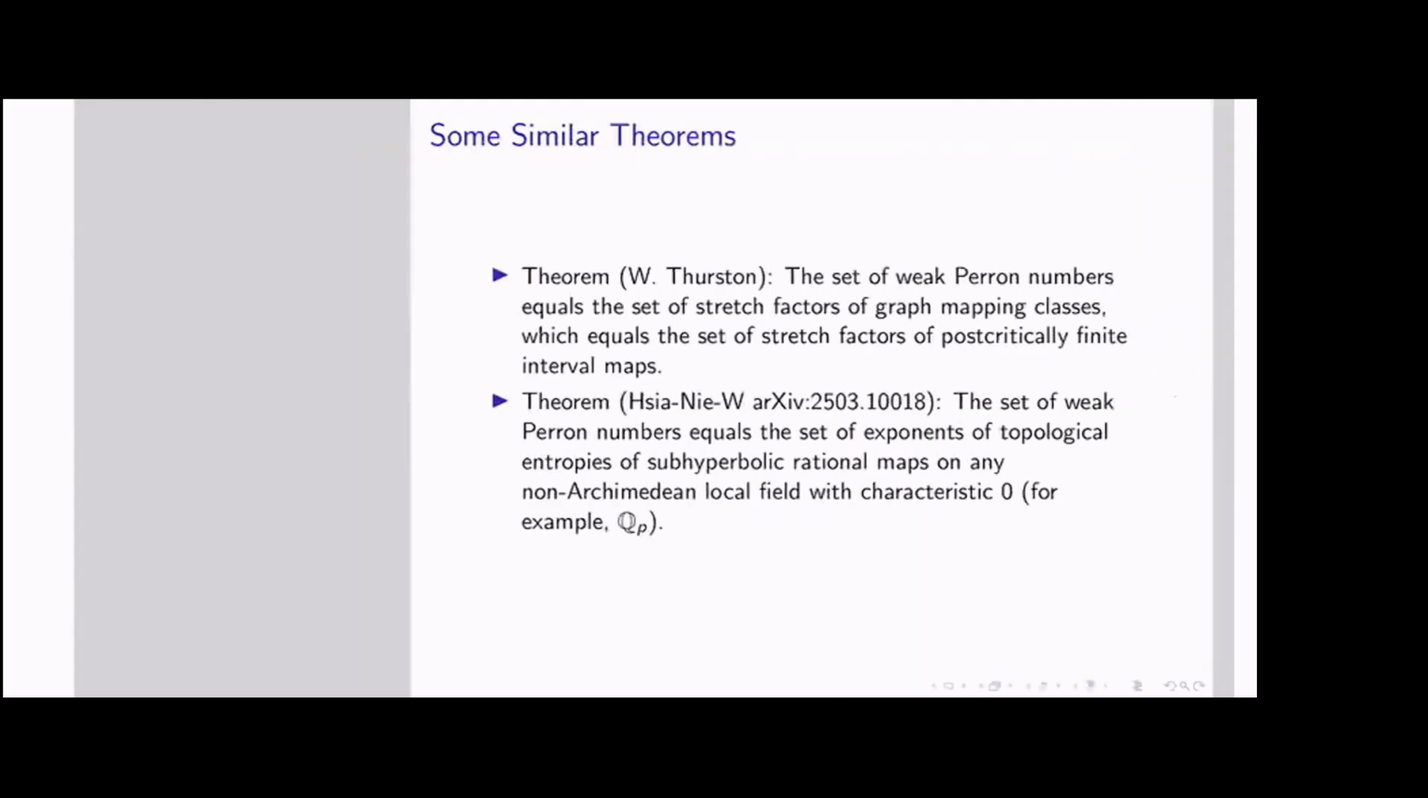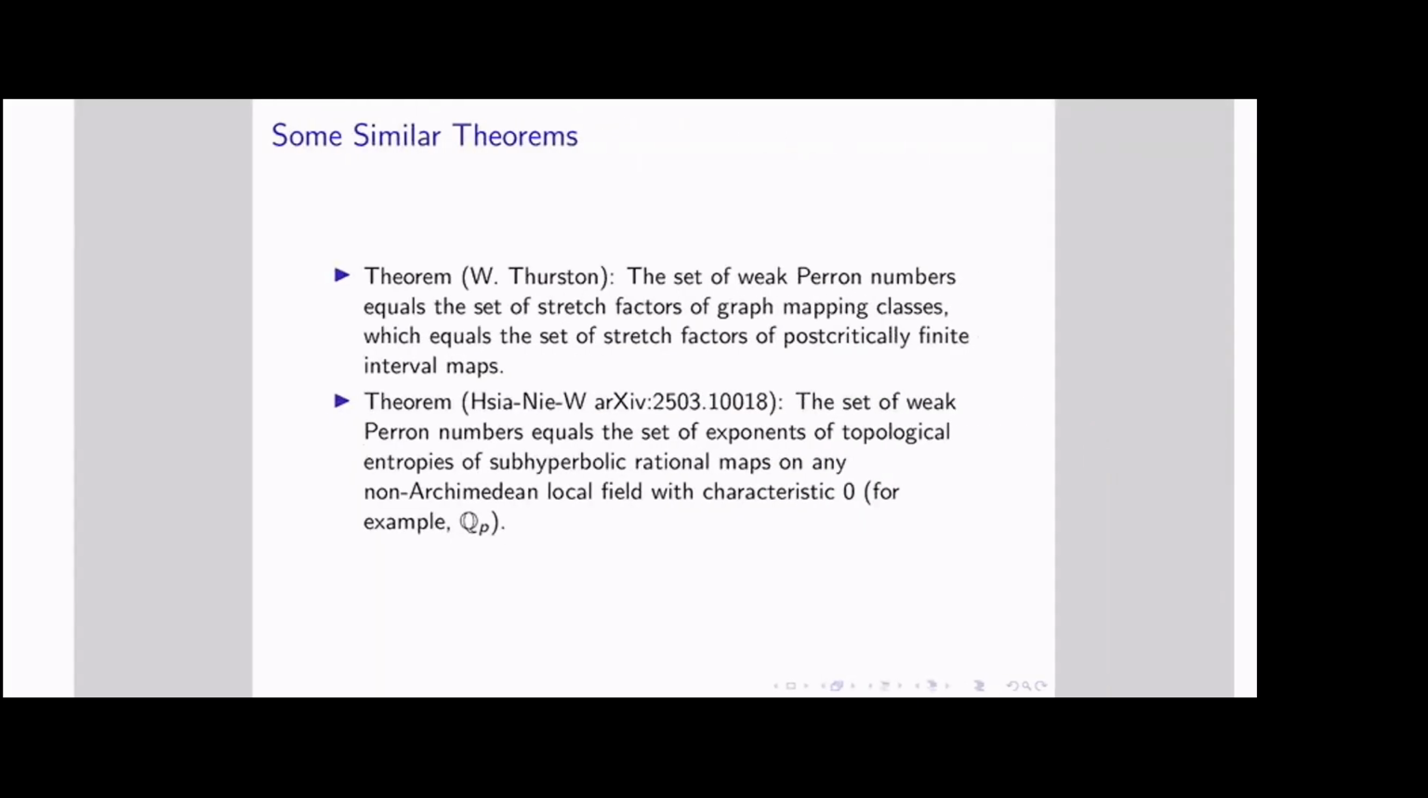And there are some analogous results of this type in other settings. So there's the paper by William Thurston, I think in maybe 2014 or maybe even earlier. So the main, basically his last paper. So the idea is that the set of weak Perron numbers equals the set of stretch factors of Chenxi maps on finite metric graphs, which also equals the set of stretch factors of postcritically finite interval maps. So the entropy in dimension 1 results.